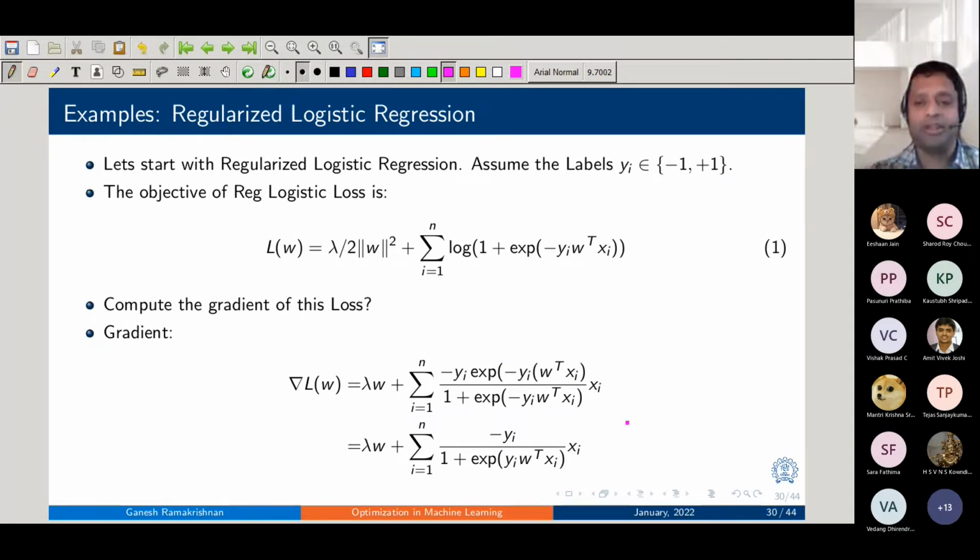Let's now look at regularized logistic loss. So the labels are just say +1 and -1. The objective function is lambda by 2 norm w squared plus summation over all the data points of the log of 1 plus exp of minus yi w transpose xi. So I would like you to verify that this is indeed the gradient of the loss. Okay.